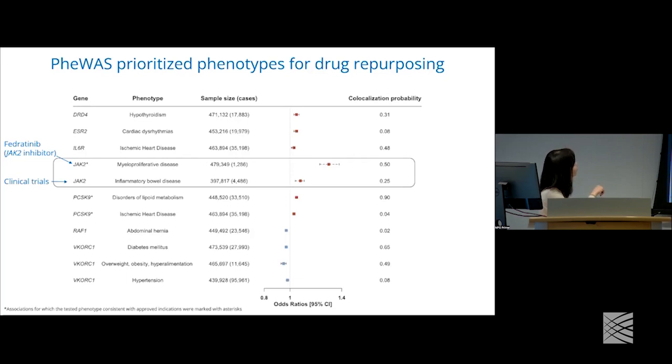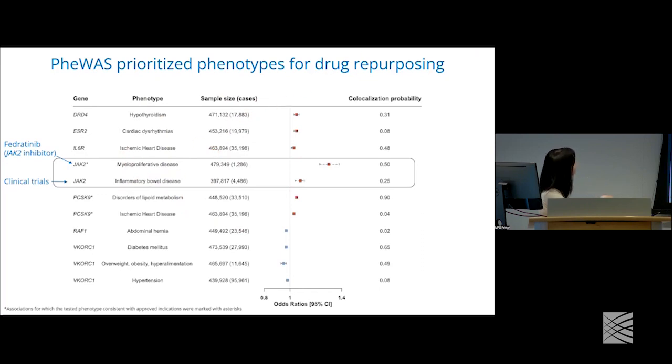A similar example is the IL-6R gene and heart disease, which again supported the hypothesis that inflammation may be relevant to cardiovascular disease.